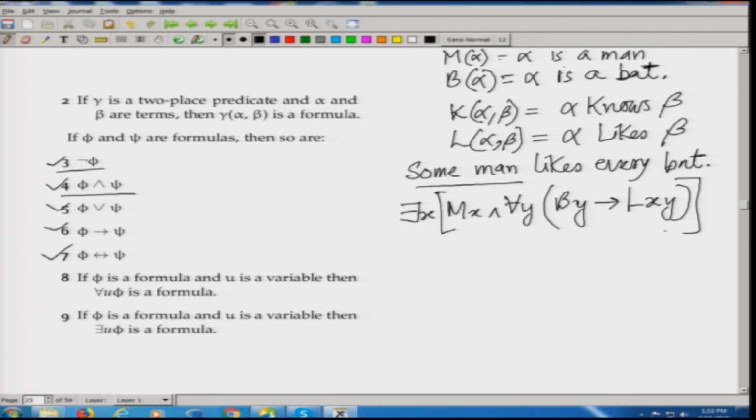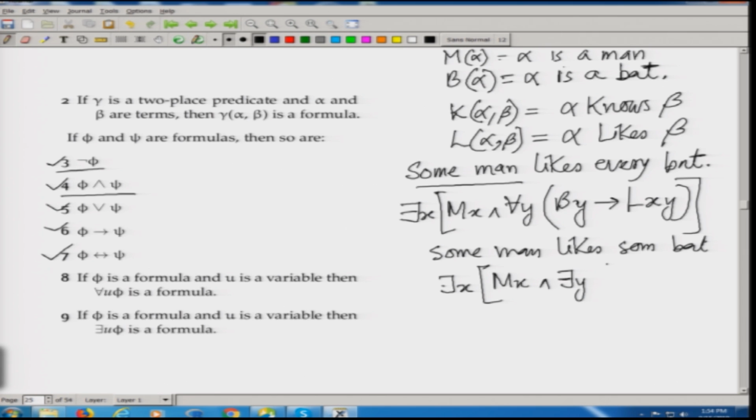And then what about some man likes some bat? It will be there is some x such that x is a man, and there exists a y such that y is a bat, and L x y. Notice I am not saying y x, because the point is this x which is a man likes y which is a bat, right.